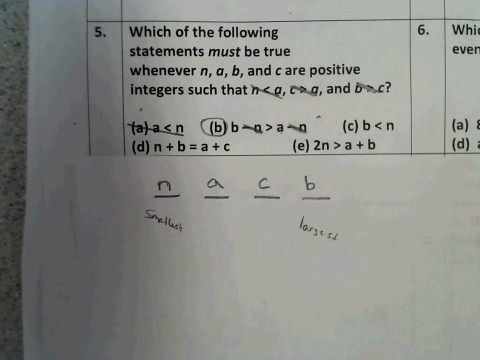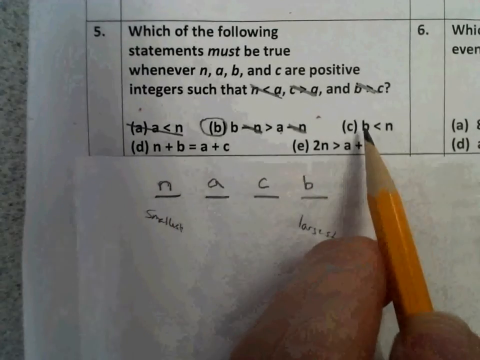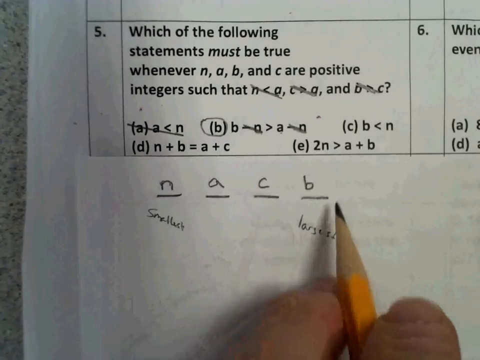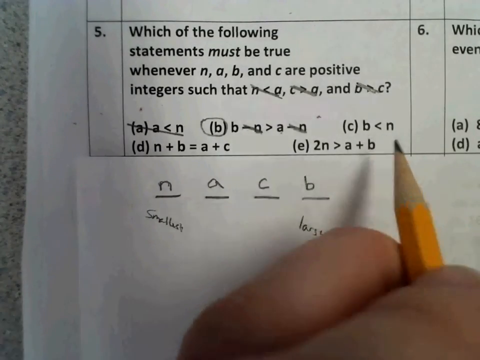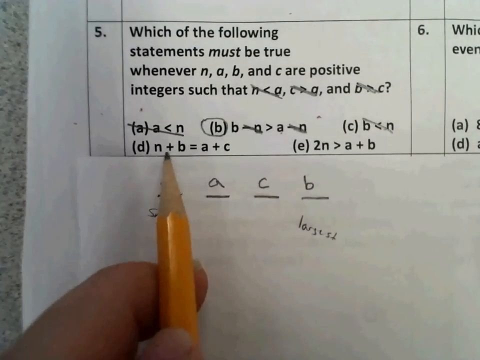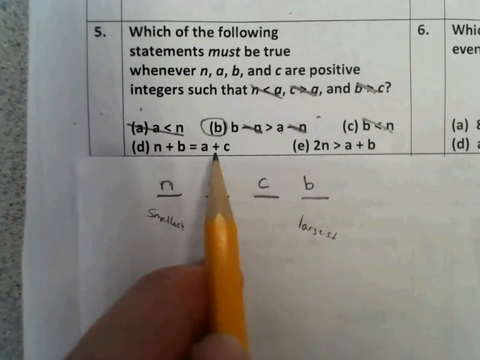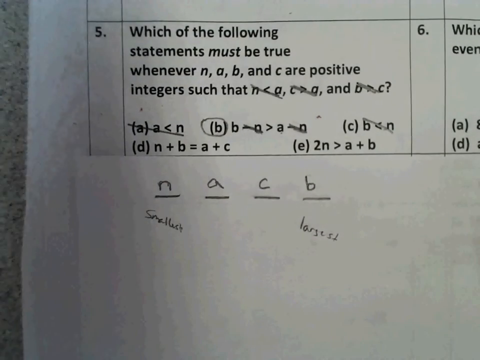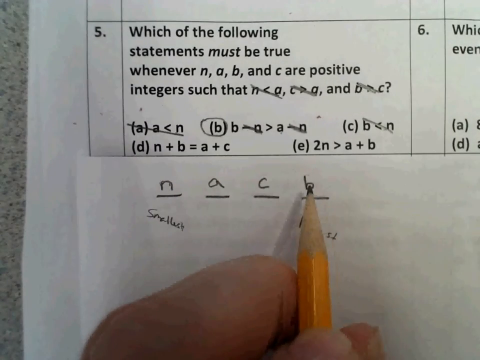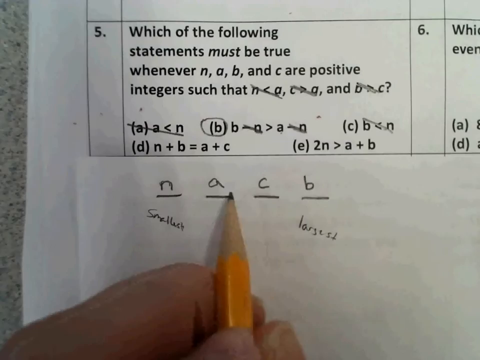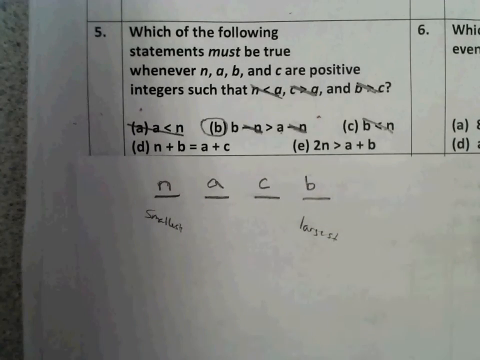Now just to clarify so you can see, let's look at the rest of these. Why would they then not have to be true? b is less than n. Well, that one's easy. b is the biggest one, n is the smallest one, so b is not going to be less than n. Okay, n plus b is equal to a plus c. Does that have to be true? So if you add the smallest one and the biggest one together, will it be equal to the two middle ones? I mean, yeah, I guess it could be.